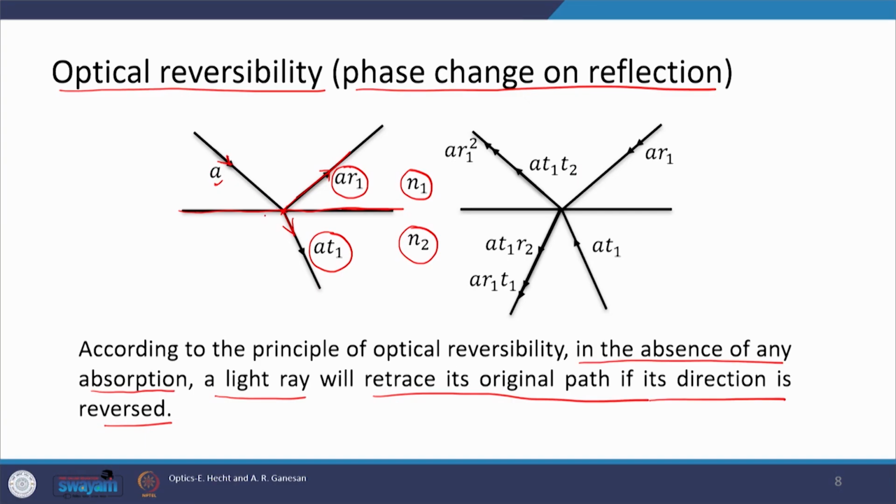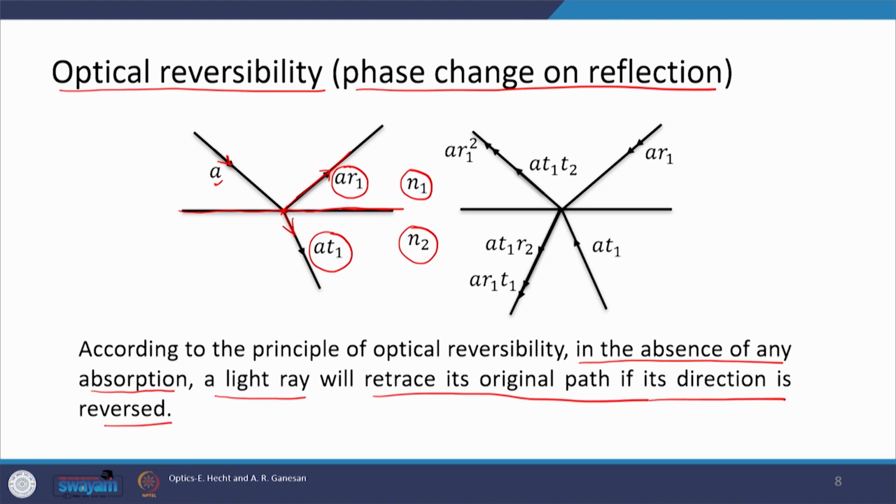Just to repeat it once more, a ray of amplitude A is incident on an interface. Now, the A into R1 amplitude would be reflected and A into T1 amplitude would be transmitted, where R1 and T1 are amplitude reflection and transmission coefficients respectively. Now, in this situation we will exercise the principle of optical reversibility and we will see what happens. Let us reverse now the directions of all the rays here.